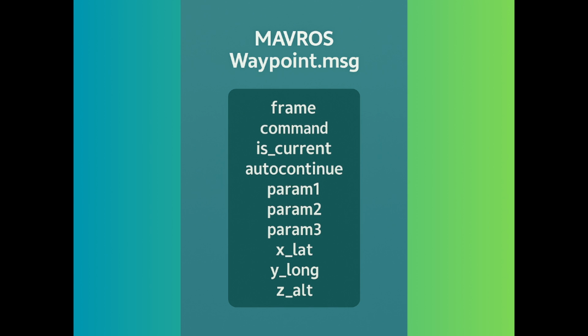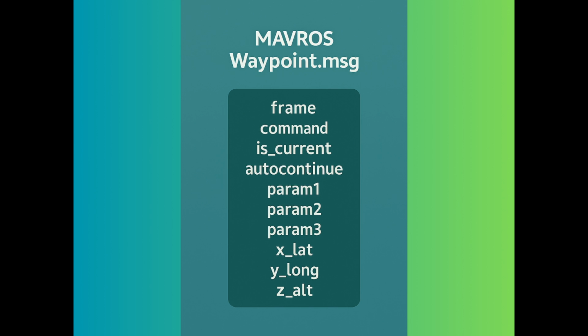This message includes a frame. This tells the drone how to interpret the coordinates. For example, 1 means global GPS and 0 means the local coordinate, which is relative to the drone's starting position. For command, 16 means fly to a point, 22 is takeoff, and 21 is for landing.